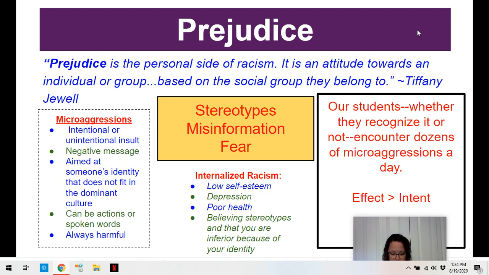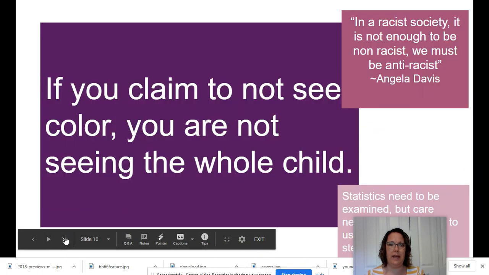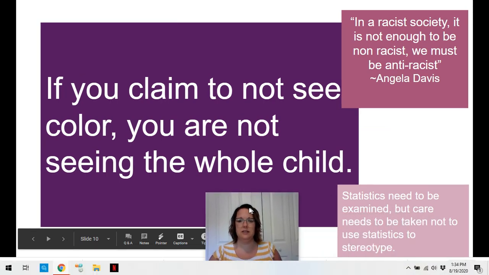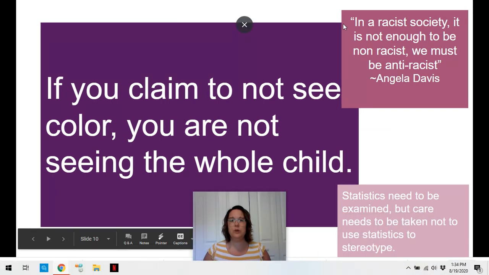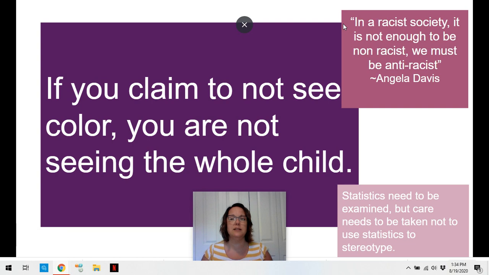So the next thing that we're going to look at is a little reminder here that if you claim not to see color, you're not seeing the whole child. Angela Davis, who is still a famous activist, says in a racist society, it is not enough to be not racist. We have to be anti-racist. And that is the point that we're trying to move towards.